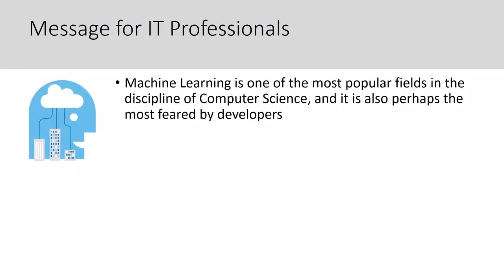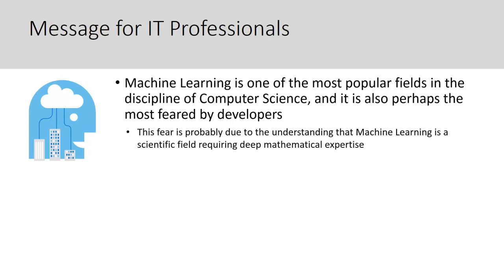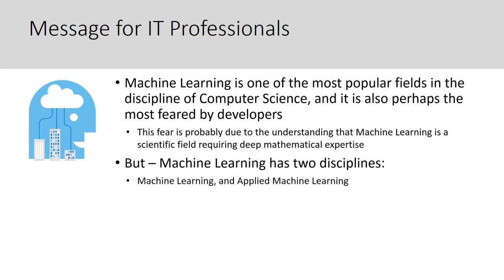Machine learning is one of the most popular fields in the discipline of computer science, and it is also perhaps the most feared by developers. And the fear is probably due to the understanding that machine learning is a scientific field requiring deep mathematical expertise. But machine learning has two disciplines. There's machine learning and applied machine learning.